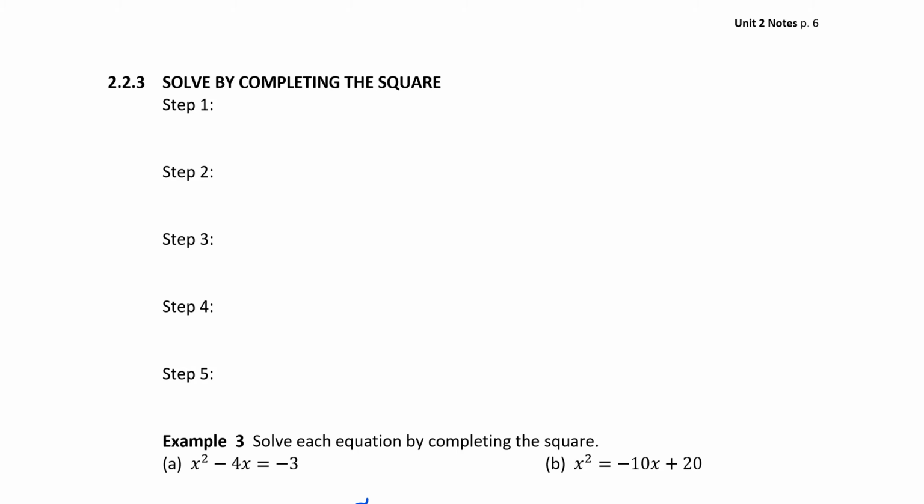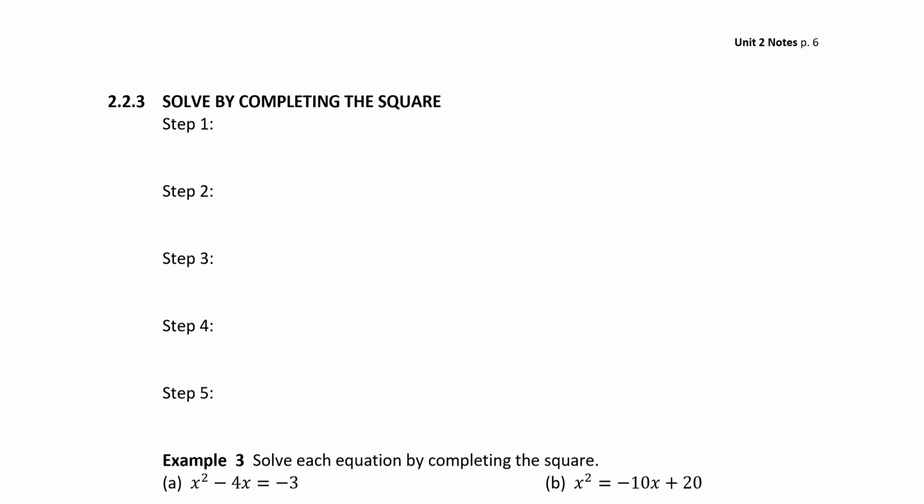So we have the need for methods that are reliable and always work. And we have two of those methods. Section 2.2.3, we will learn how to solve by completing the square. This method will be dependent on our ability to do the square root property. So to solve by completing the square, we're going to form what's called a perfect square trinomial. Let me take a minute to remind you what this looks like.